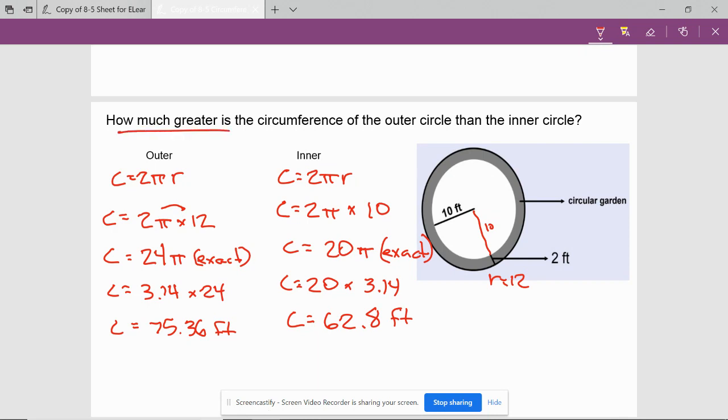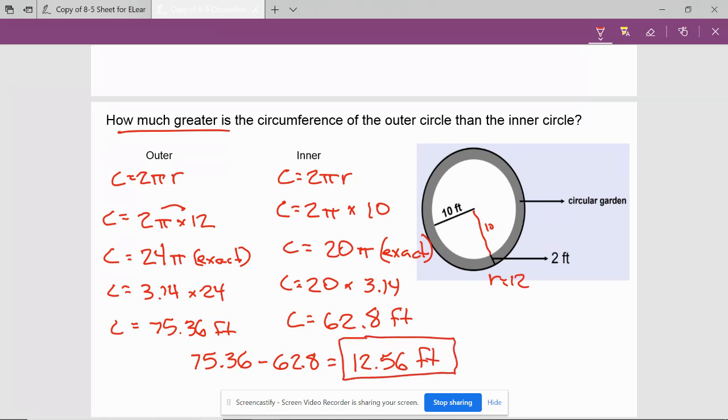Okay, so how much greater is the circumference of the outer circle? So in order to find out how much greater the outside circle is, we need to subtract these two numbers. So let's make sure we're doing all the steps. Finish your problems. Do all the steps. We're going to subtract 62.8, which is going to give us 12.56 feet. So this is our actual answer.